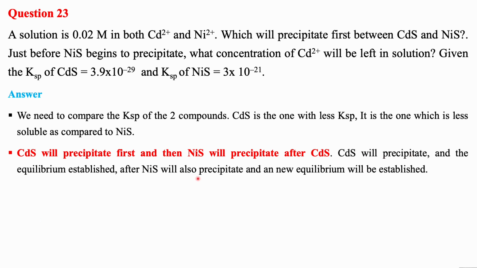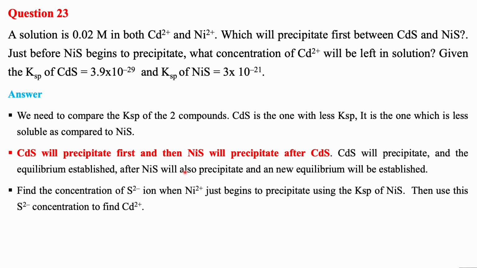So the equilibrium will be established after nickel sulfide also precipitates, and a new equilibrium will be established. That means the first precipitate will be formed, equilibrium established. The second precipitate is also formed, and a new equilibrium is again established. Then at that equilibrium, we calculate how much to precipitate the second ion. Then we use that amount to calculate how much will be remaining in the solution.